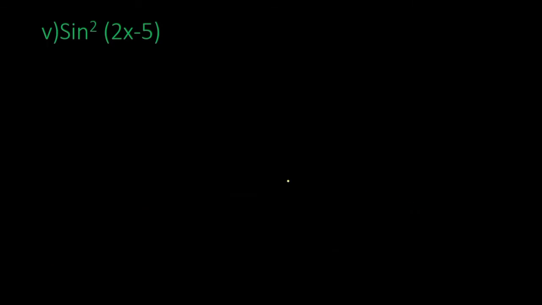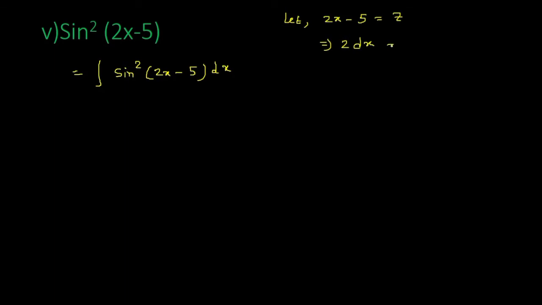Now this one, sine square 2x minus 5. So here the integration of sine square (2x minus 5) dx. So let 2x minus 5 equal z. Then what will be the differentiation? That will be 2 dx equals dz. So dx equals dz by 2.